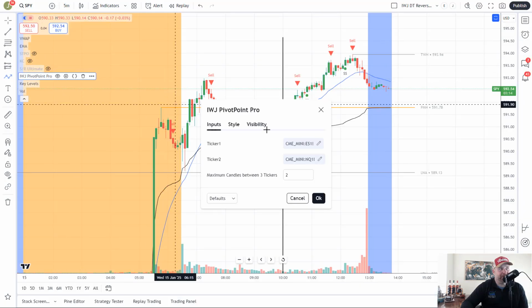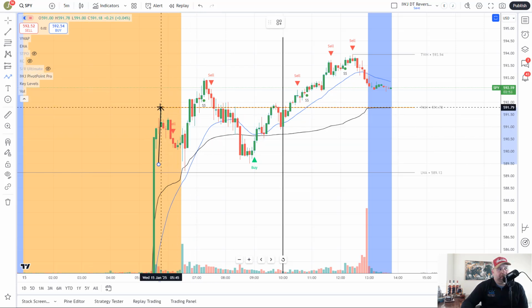Otherwise, if you're trading on the SPY like we do, you want to keep it on the ES and the NQ as is, and the maximum candles is always going to be 2 here. So that's kind of the setup, and that's how you use it on individual stocks. We use the weekly for swing trading. We use the 5-minute for day trading. So let's look at our day trading results here.